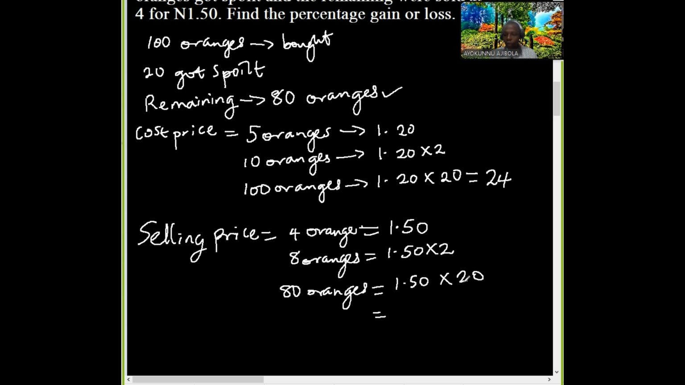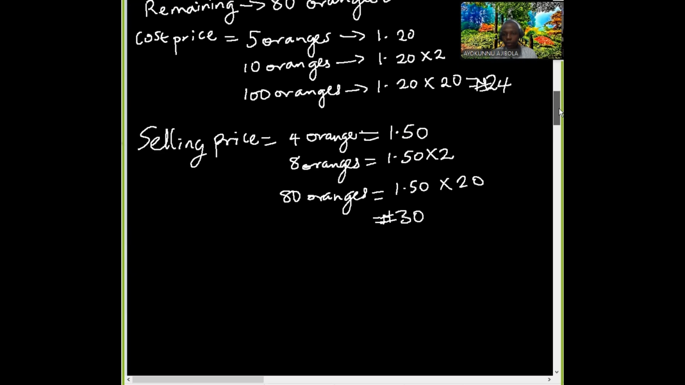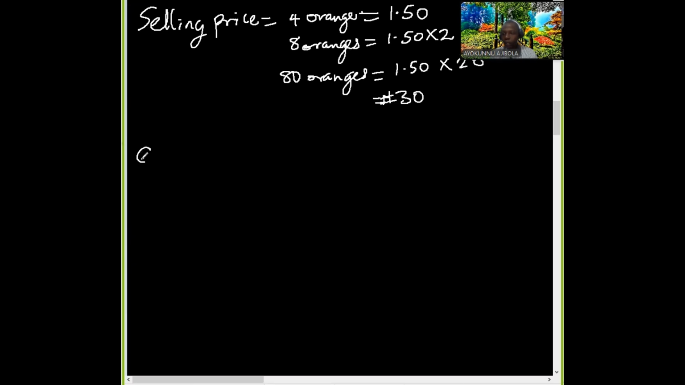So we have 1.5 times 20. That is 30, right? So that will give us 30 naira. So if the selling price is 30 and the cost price is 24, now there is a gain, right? 30 minus 24, and that is 6 naira gain.